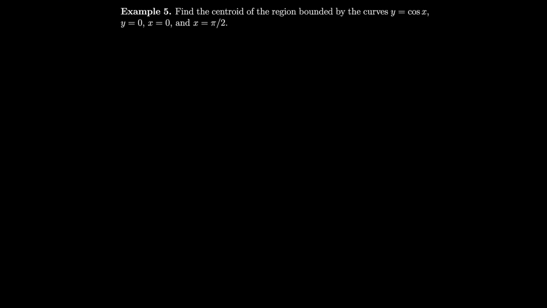Let's find the centroid of the region bounded by the curves y equals cosine x, y equals 0, x equals 0, and x equals pi over 2. So the area is just the area underneath the curve cosine from 0 to pi over 2, so let's get that out of the way. The integral from 0 to pi over 2 is the area. So that's the integral of cosine x dx, which is just sine when we take the antiderivative, and we evaluate that from 0 to pi over 2. Sine of pi over 2 is 1, sine of 0 is 0, so we just get 1 minus 0, which is 1. And then x bar, let's get that.